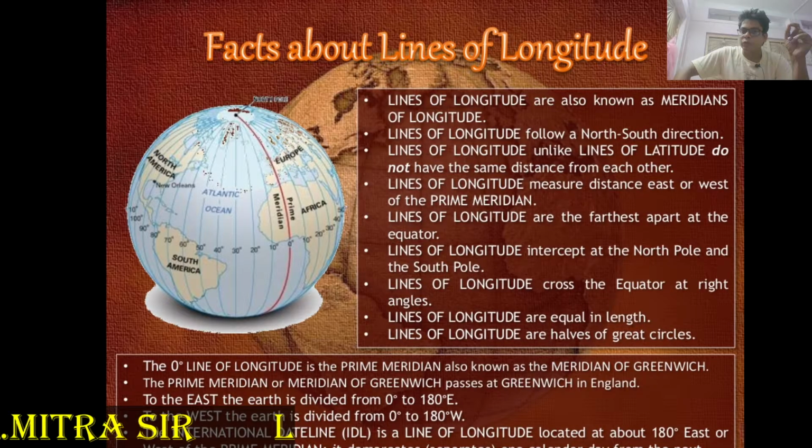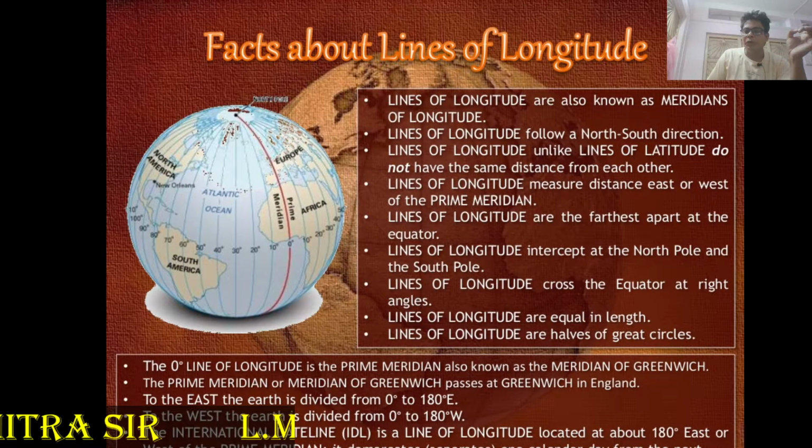So lines of longitude are also the farthest apart at the equator. That is one of the farthest parts, and lines of longitude intersect. You can see the north pole and the south pole. Lines of longitude cross the equator at a right angle.